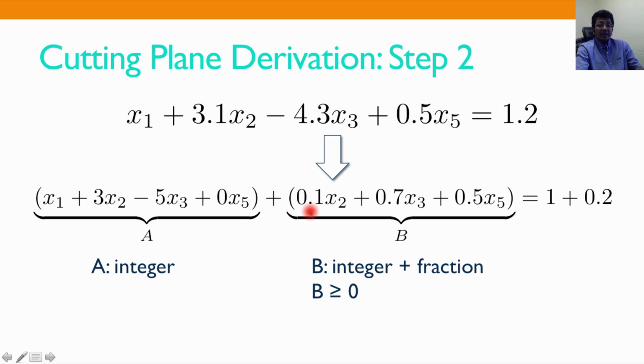And one more magic that happens because of the way we set it up is we note that these coefficients that come out here are non-negative, or positive coefficients, 0.1, 0.7 and 0.5. Therefore, since x2 is greater than or equal to 0, x3 greater than or equal to 0, x5 greater than or equal to 0, B itself is greater than or equal to 0. And the last fact is A plus B is 1.2. A is an integer, B is an integer plus some fraction between 0 and 1, and B greater than or equal to 0. With all these facts, I now want to think more about what B can be.